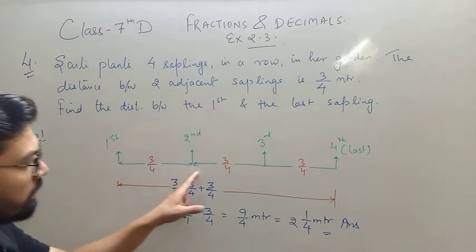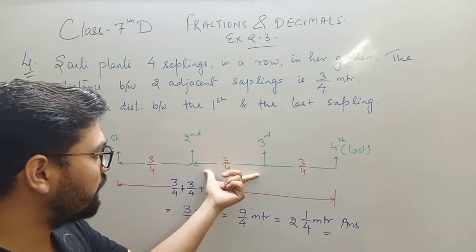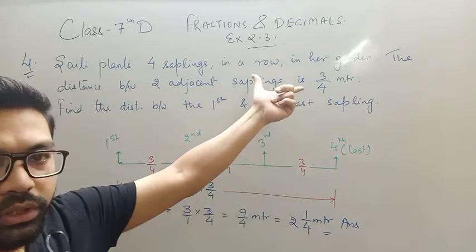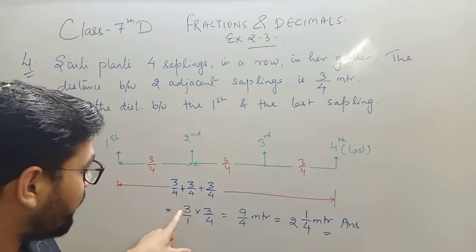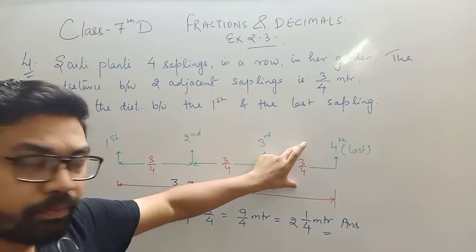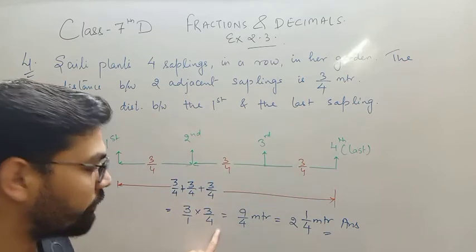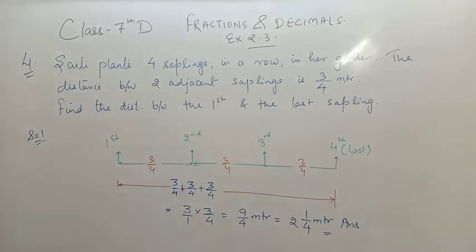So these are the 4 saplings, and the distance between the adjacent saplings is 3/4, which is given in the question. And you just simply add these 3 values. Why have I written 3? Because I have 3/4 three times. So I just simply write 3 into 3/4 is equal to 9/4 meters. Note it down fast so that we will cover more and more questions.